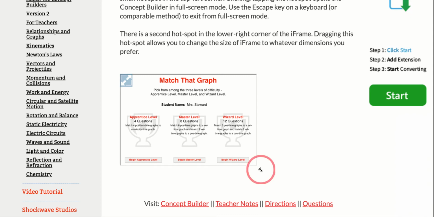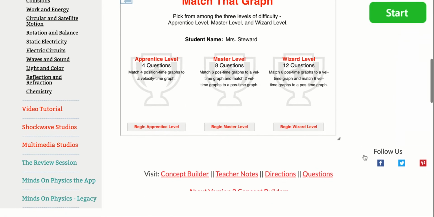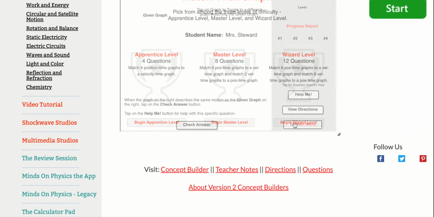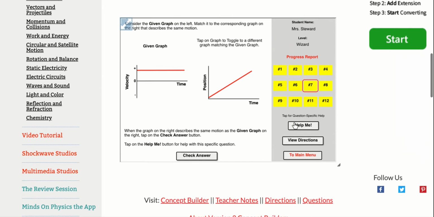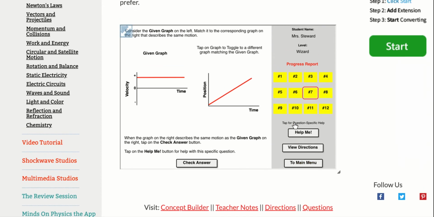So another thing that I wanted you to do, which I have in the directions, is in the wizard level, you'll see that you have a velocity graph and a position graph. And the whole reason this is called Match That Graph is you want to match these together that have the same motion. And I'll show you what I mean by that in a second. But I also want you guys to draw the acceleration graph for that motion as well. Okay. So, and just do that on a separate sheet of paper.